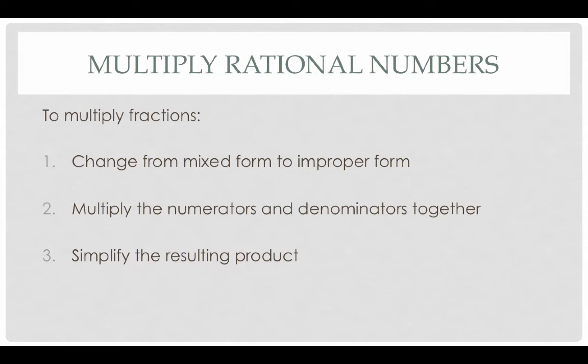Okay, let's do an example of multiplying. So if I want to multiply fractions, again, we change it from mixed form to improper form if we need to. Multiplying is nice because we just multiply the numerators and multiply the denominators together. It's okay we don't have common denominators. And finally, we can simplify the resulting product.